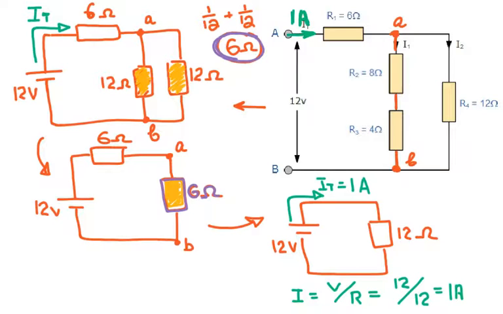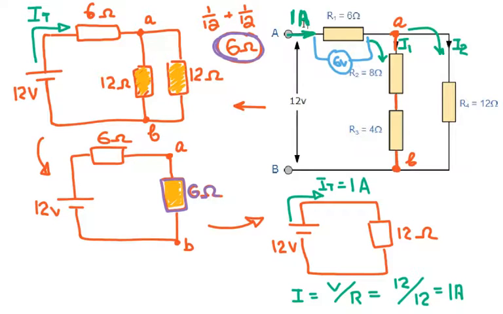When it gets to point A, some of the current is going to go that way and some of it is going to go this way. So this is where you see I1 and I2. I'm going to calculate how much voltage is dropped on the first resistor. So how much voltage is dropped right here on the first resistor? It's I times R. I is 1 and R is 6. So there's 6 volt dropped on the first resistor.